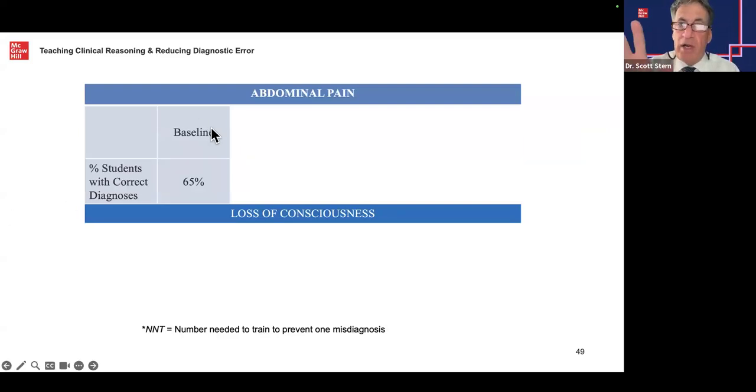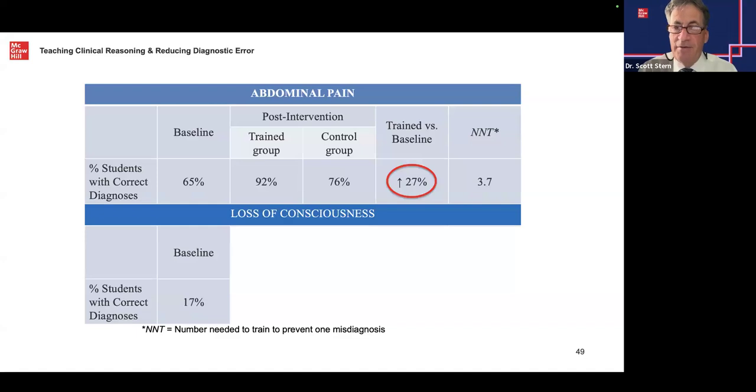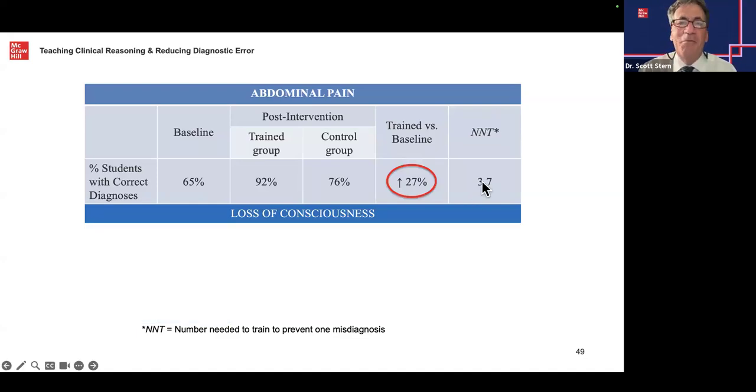So at baseline, before any training, with the cases in abdominal pain, 65% of the students got the diagnosis correct. After training, the trained group improved to 92%, an improvement of 27% with 1 day of training, and a number needed to train, if you like, of 3.7 to get one more correct diagnosis.